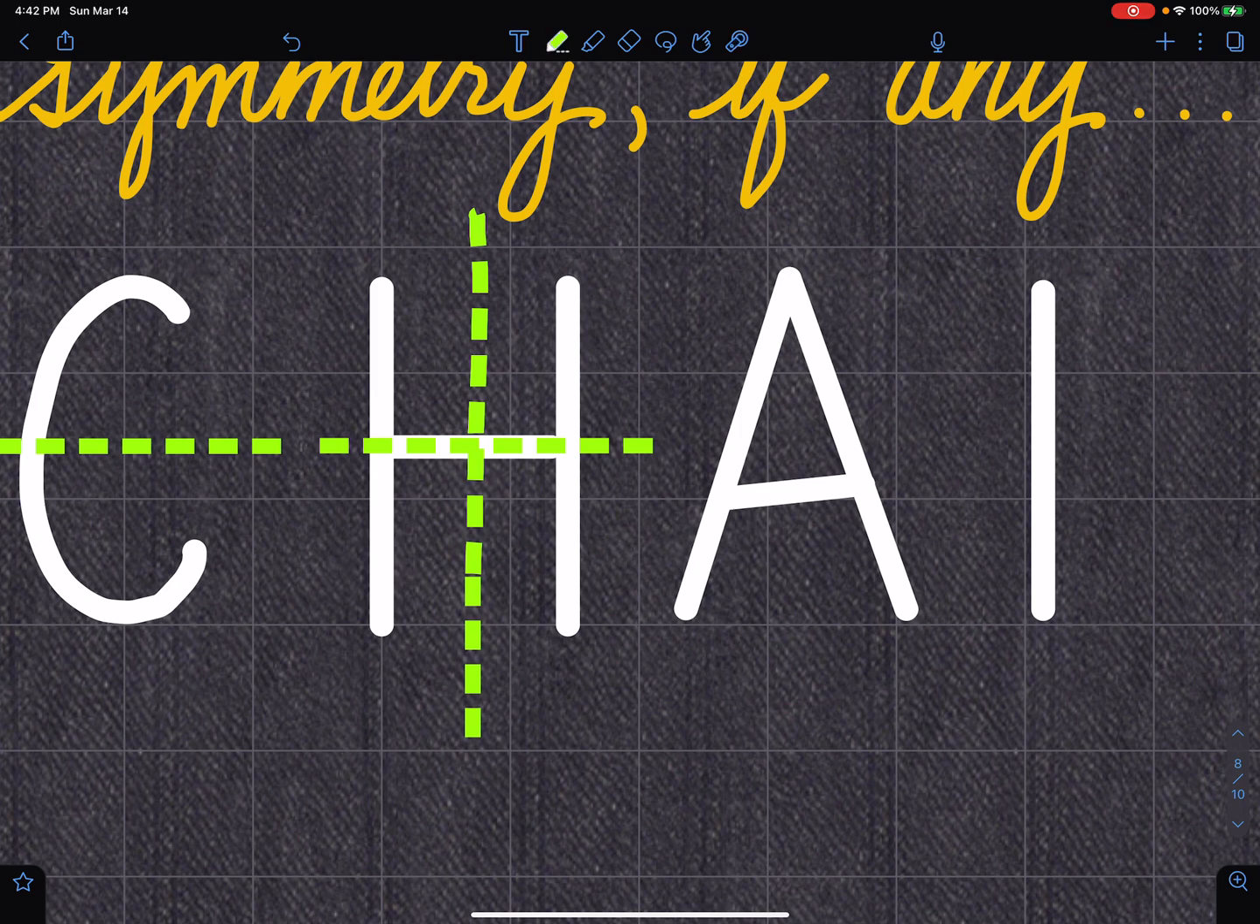Okay, what about the A? There's an A in your name. Is it symmetrical? Yes, look at that. This side is a perfect mirror image of this side. Cool, huh? There's no up and down line of symmetry because this is a pointy part and this has legs like that. So up and down, it's not the same.